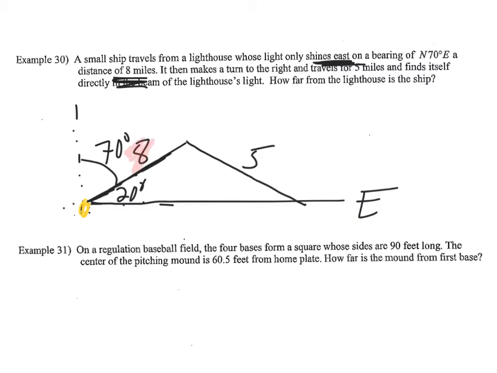So that 8 miles I need. There's a 5 I need. I need that 20 degrees. So I spy with my little eye this. I want this side, right? I want that. The trouble is I have an angle side pattern.